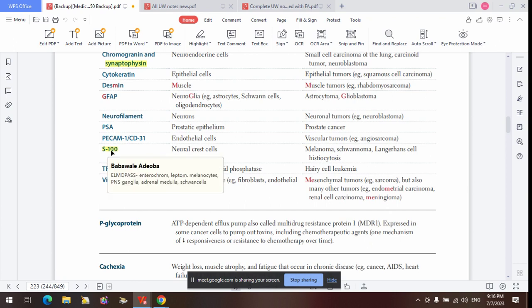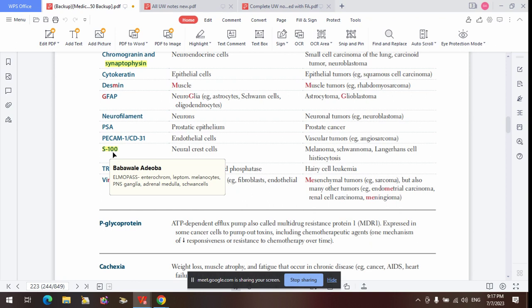ELMOPAS, that's the acronym. We are going to talk about it when we are doing repro. ELMOPAS is the acronym of structures that are derived from the neural crest cells. It might be difficult for us to palm it now, so let's just leave it. We'll study it when we are doing repro, just to make mention of the ELMOPAS.